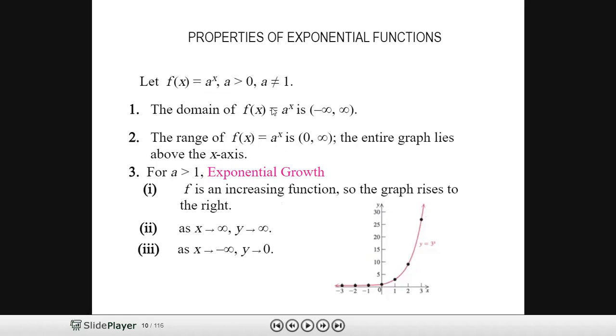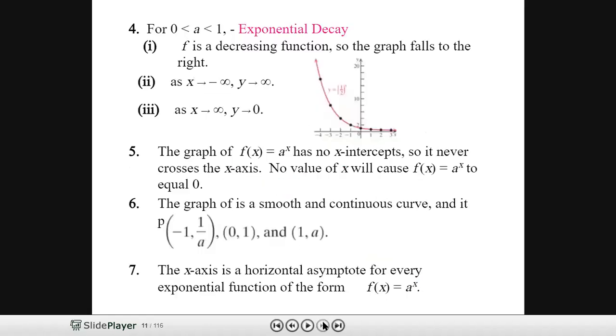So I'm sure that everything is clear, so we should move to the next slide. Once again, one more function is given in this way. This decay function is actually an exponential function. We'll talk about that in the next slides also. F is a decreasing function, so the graph falls to the right. Look at this: as x tends to minus infinity, y tends to infinity.